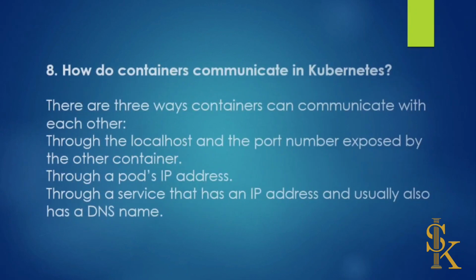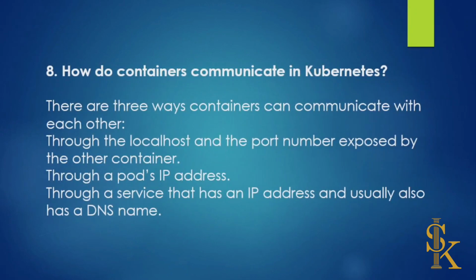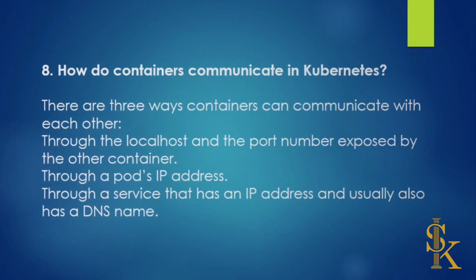8. How do containers communicate in Kubernetes? There are 3 ways containers can communicate with each other. Through the localhost and the port number exposed by the other container. Through a pod's IP address. Through a service that has an IP address and usually also has a DNS name.